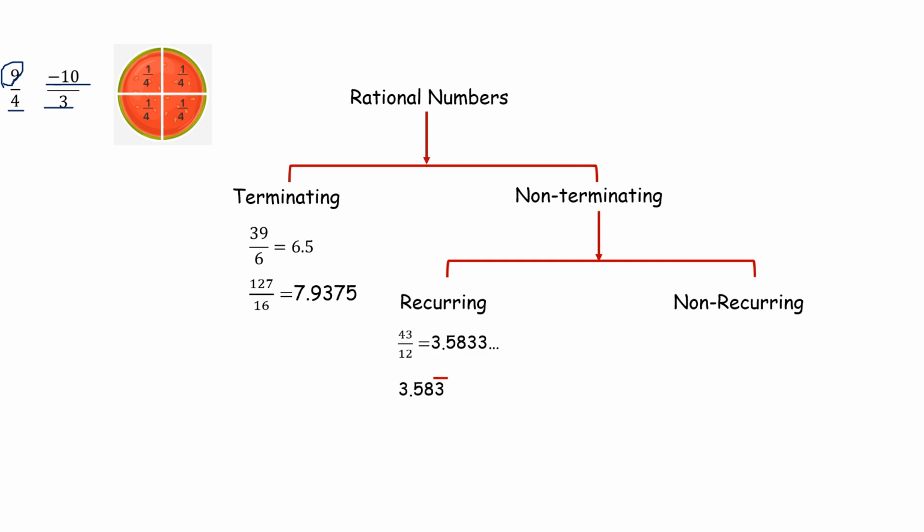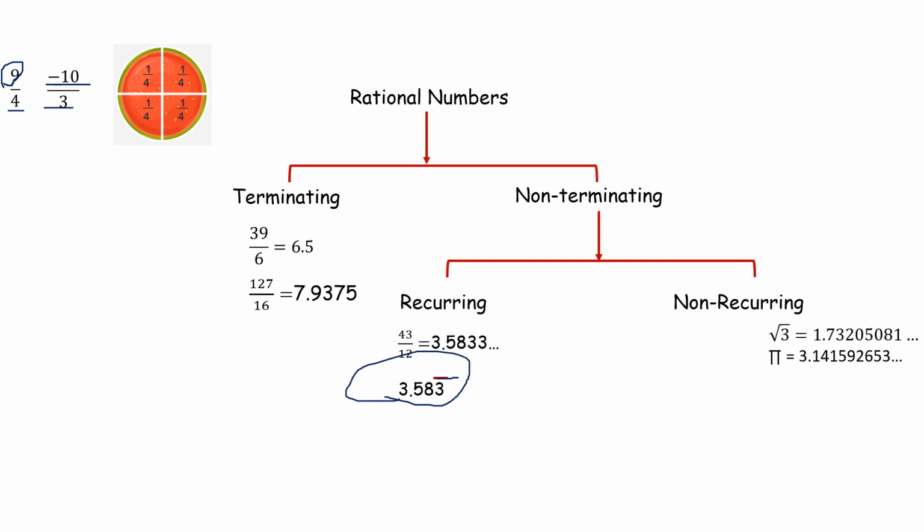If we divide 43 by 12, the answer we get is 3.5833... That is, 3 is repeating multiple times. That is, this division is non-terminating, but 3 is recurring multiple times. So we denote this by this line, a bar. The digit which is repeated is shown by this line. So we express 3.5833... as 3.583 bar.